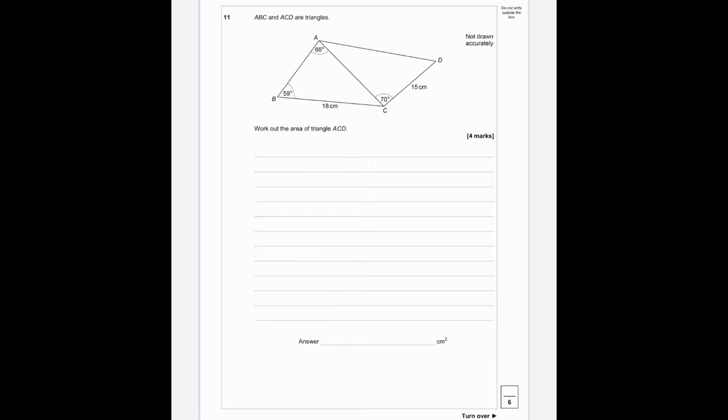For question 11, I'm going to use the sine rule to find AC. So AC over sine 59 will be equal to 18 over sine 66. Multiply both sides by sine 59, we can calculate AC, so 18 sine 59 over sine 66. Plug that into the calculator, it comes out as 16.9 and a bit.